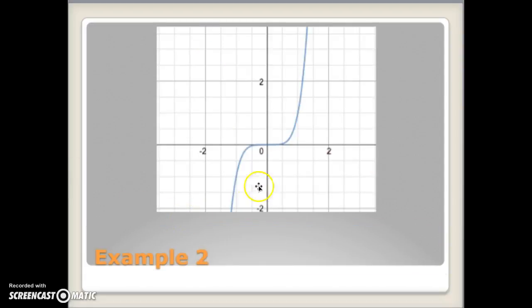Second example, all right, this graph starts down, continues up through the origin, and then it ends up going up to positive infinity. So it stretches down to negative infinity and up to positive infinity. So according to our rules, since it's opposite directions, this function is going to be odd.